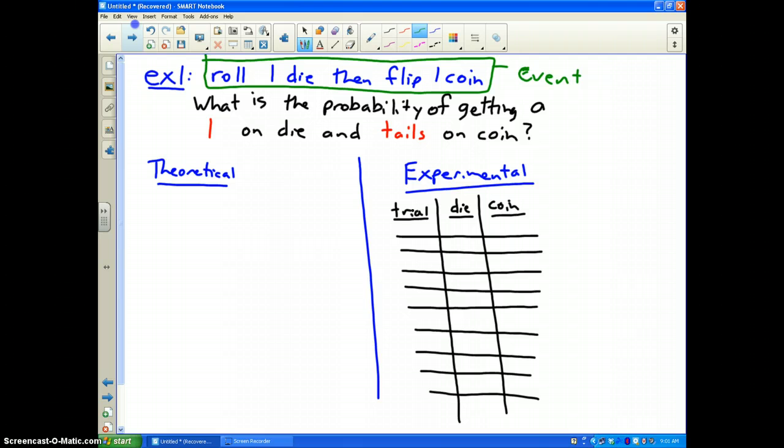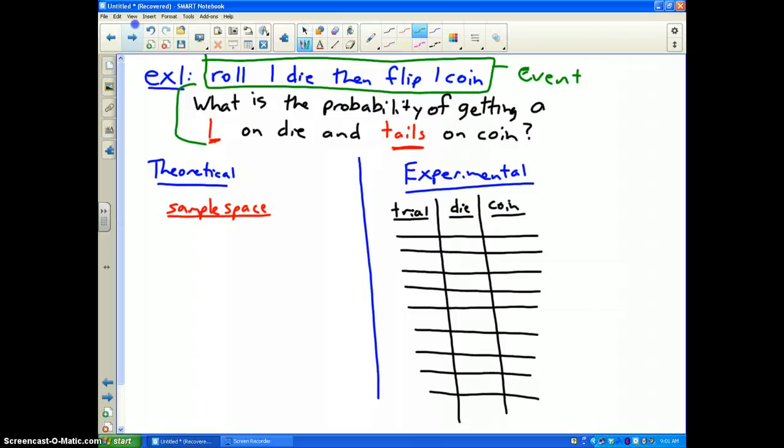Now, the question: what is the probability of getting a 1 on the die and tails on the coin? A 1 on the die and a tails on the coin. Well, let's figure it out theoretically. First of all, we could list the sample space. In theory, what should happen?